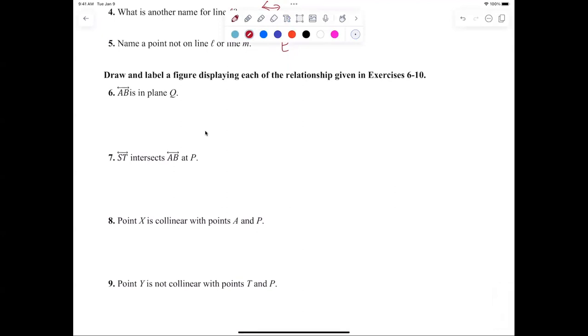Now, draw and label a figure displaying each of the relationships given in exercises 6 through 10. Line AB is on plane Q. So to represent a plane, generally it's a parallelogram. Then you write a capital Q, and you do your best to try to write out the italicized letter. And then you're just writing line AB however you want, with 2 points on it. And that's all there is.